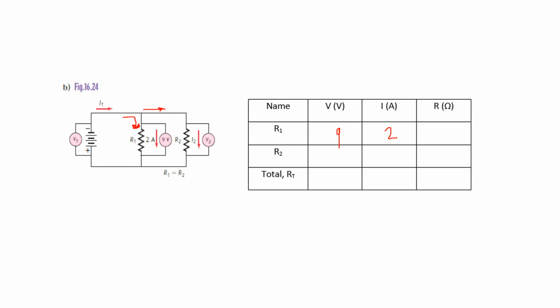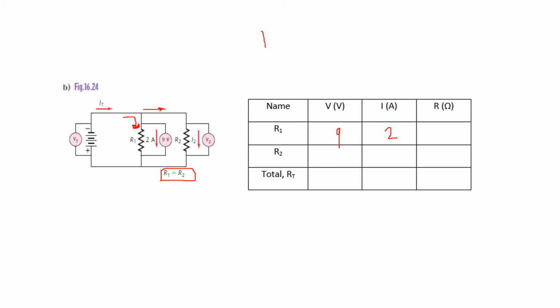R2, I have absolutely nothing. The only thing given here is that R1 is equal to R2. So therefore, that's 9 as well. Oh, sorry, that's not the resistance. I have to find it first before I could put it in. And yeah, looks like that's all we have in here.